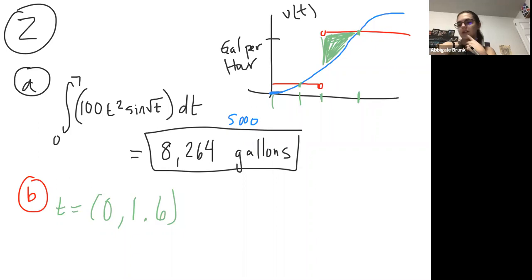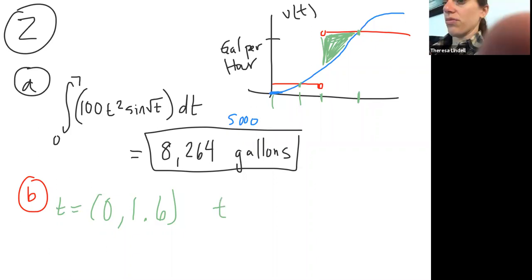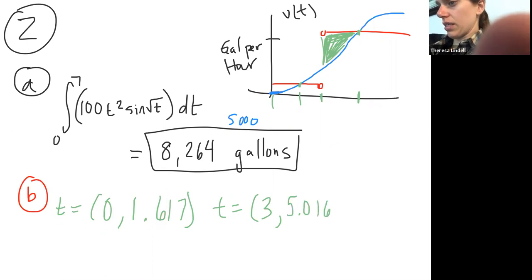Oh, 3. Yeah, so also from 3, and this is like the 5, and they actually give you these. I probably should be more specific and actually say 1.617, because they give you that, and 3 to 5.076. I should probably use all of those because they tell you that.